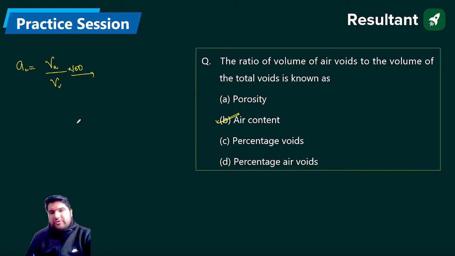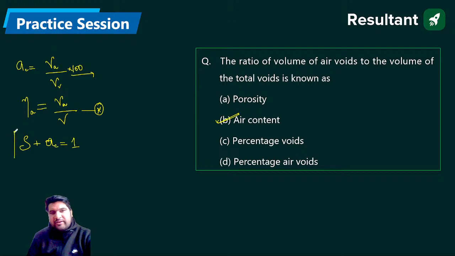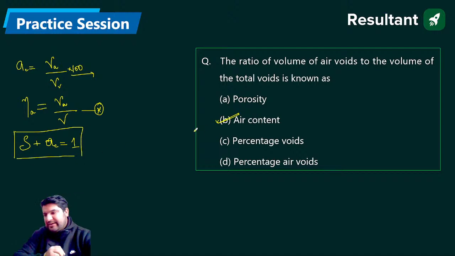Also, if we look at the percentage air voids, that is denoted by na. I will write down this na. This percentage air voids is the volume of air upon the total volume of the soil. If we have the degree of saturation plus the air content, sorry, that is equal to 1. Absolutely correct. So these were the important relations. So what is the answer? Air content is the answer.